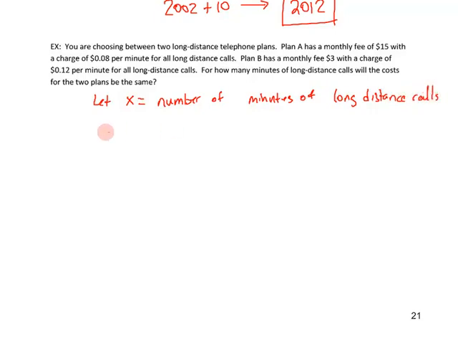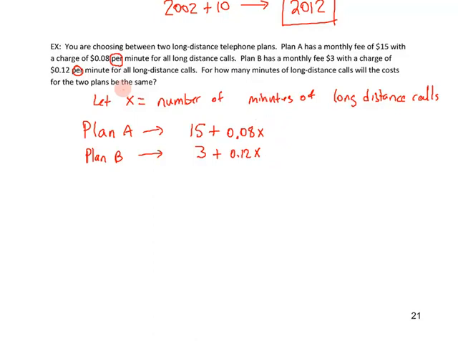Alright, so how much does it cost for Plan A if x is the number of minutes for long distance calls? Plan A is $15 always plus 8 cents per minute. And what do you remember per means? Per means multiply. So 0.08 times the number of minutes. What is Plan B? It's a $3 monthly charge plus 12 cents per minute. So 0.12 times the number of minutes.